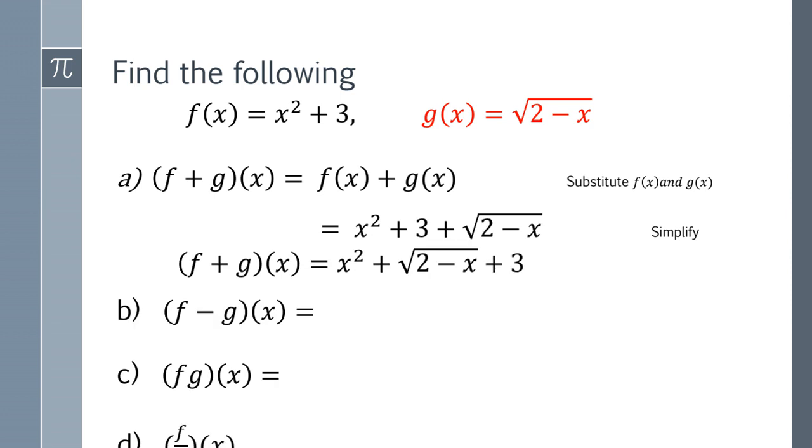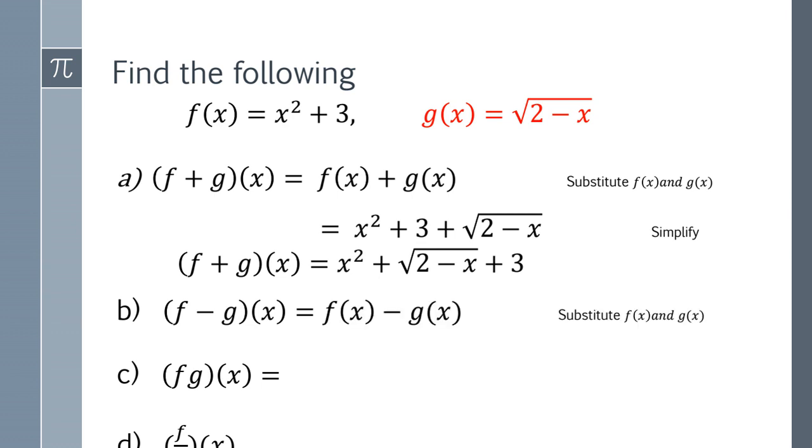Again, I did a little rearranging here of the values just because I like having the constant always at the end, but you don't have to. Again, this is just my format. As long as your values are correct, the order does not matter. Okay. All right, let's do the next one.